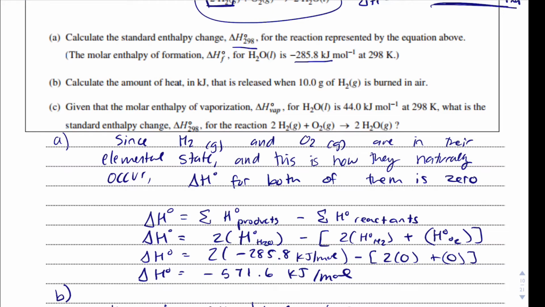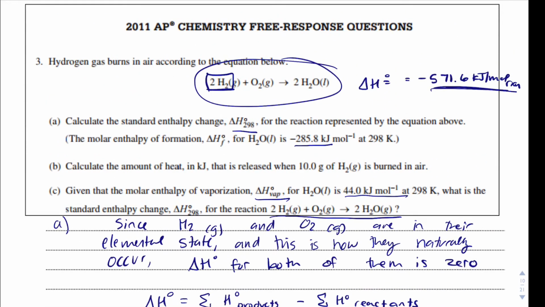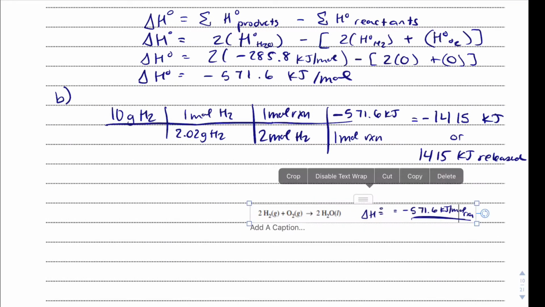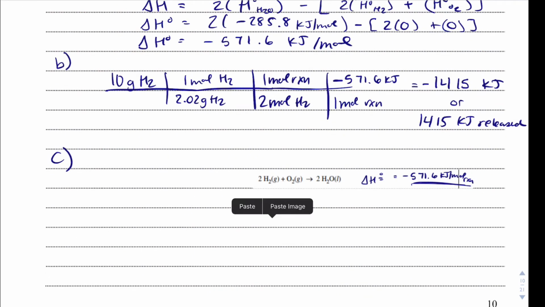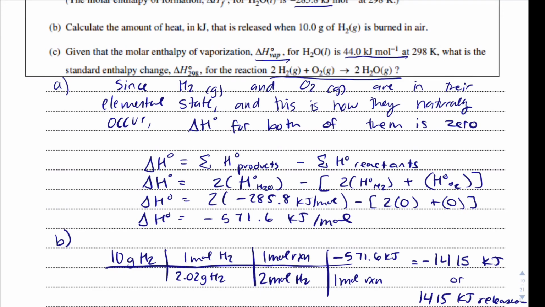Okay, now in C, it says given that the molar enthalpy of vaporization for H2O is 44 kilojoules per mole at 298, what is the standard enthalpy change, delta H 298, for this reaction? Okay, and I don't like their formatting here. AP has gotten better since 2011 at formatting this, so it's very clear what is going on. So let me see if I can make this a little bit better. I've got this. We will use that. And then here, they give us this. That'll be important for us. And the delta H for that is 44 kilojoules per mole.